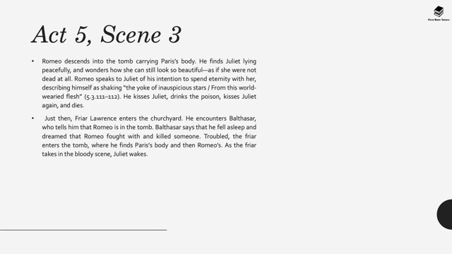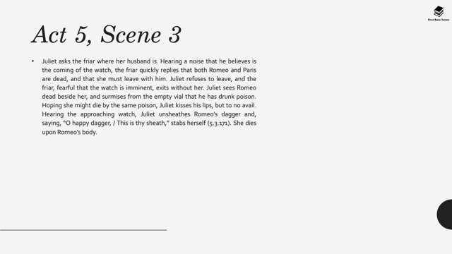Troubled, the friar enters the tomb, where he finds Paris's body and then Romeo's. As the friar takes in the bloody scene, Juliet wakes up. Juliet asks the friar where her husband is. Hearing a noise he believes is the coming of the watch, the friar quickly replies that both Romeo and Paris are dead, and she must leave with him. Juliet refuses to go, and the friar, fearful that the watch is imminent, leaves without her.